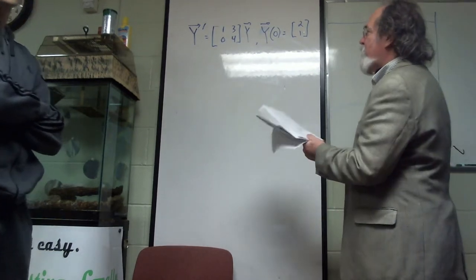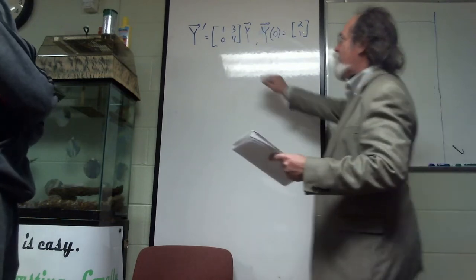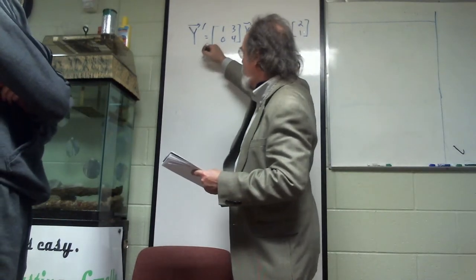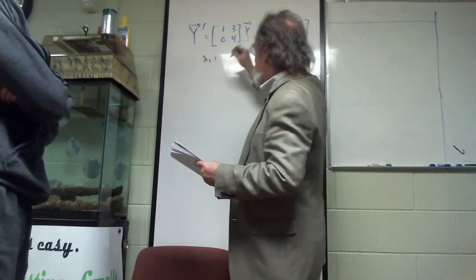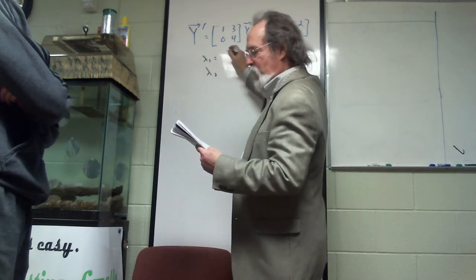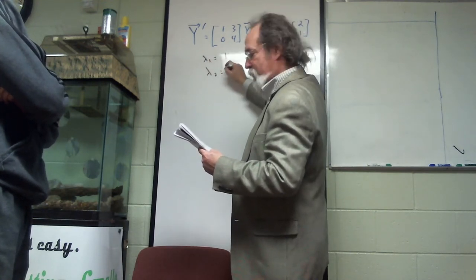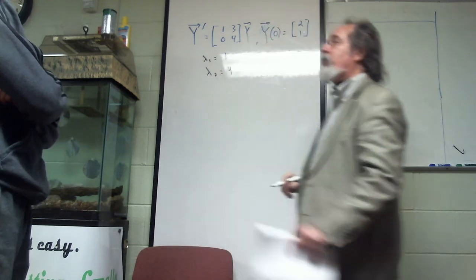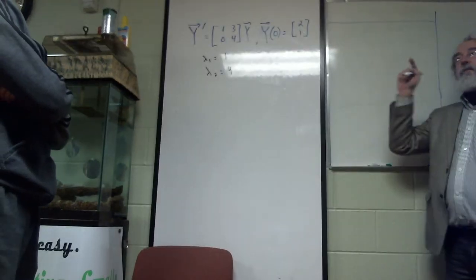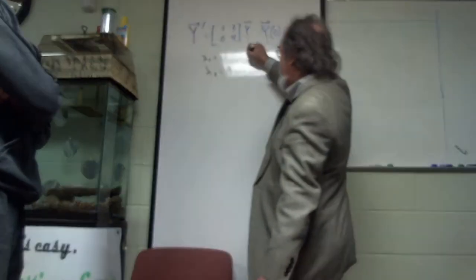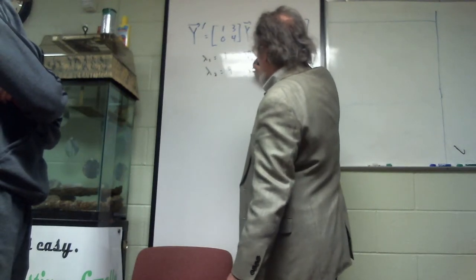And what are we supposed to get from the formula sheet for this matrix? We get lambda 1 and lambda 2. Lambda 1 is 1. Lambda 2 is 4. And those are eigenvalues. Good. And each eigenvalue gets an eigenvector.